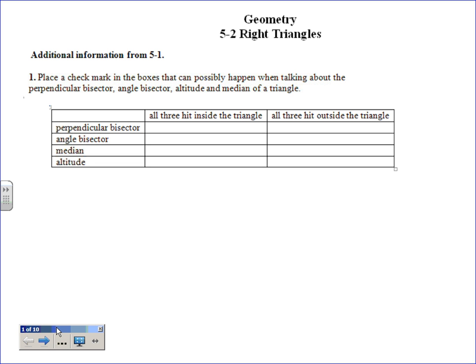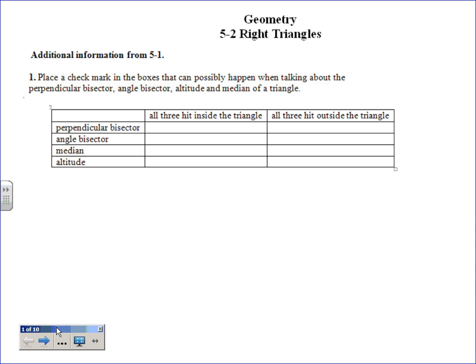For example, perpendicular bisector might be in the third slot next time. Or maybe hit in the triangle and hit outside the triangle will be switched. Okay? I want you to know the information, but this is a nice little table to organize it for you. In fact, today we will be adding a third column. We'll see if you can figure out what that column would be. Columns are the ones that go up and down, by the way.